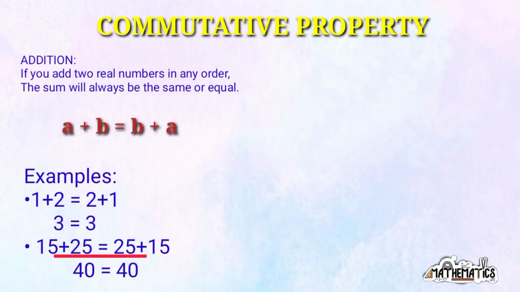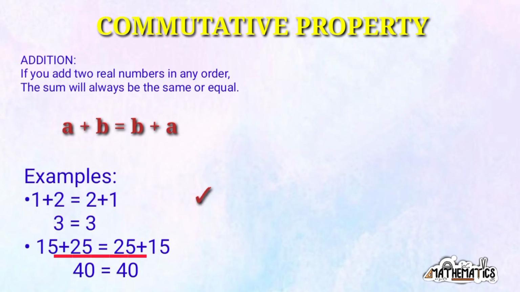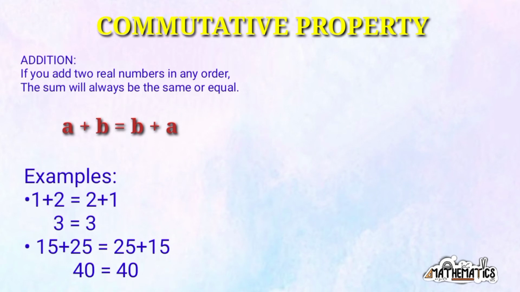Next is 15 plus 25 is equal to 25 plus 15. Again, 15 and 25 change from their original positions and they also have the same value, which is 40, because 15 plus 25 is 40 and 25 plus 15 is also 40. Therefore, it satisfies the commutative property because even if the two numbers are interchanged from their original order, the value is still equal.